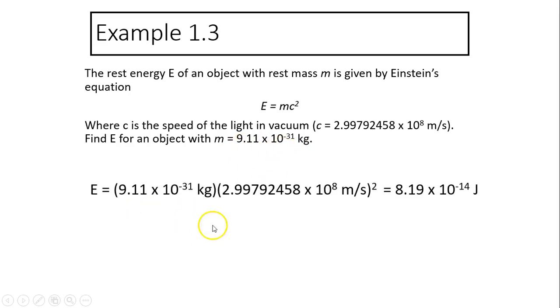Now, we can multiply this, right? Just plug into the equation. So this is really a test of your significant figures, if you know the rules. Out of these two numbers, 9.11 has the least amount of significant figures, only 3. So your answer should have only 3 sig figs: 8.19 times 10 to the negative 14 joules.